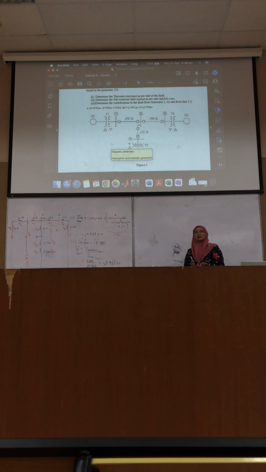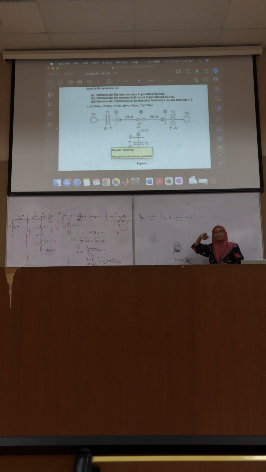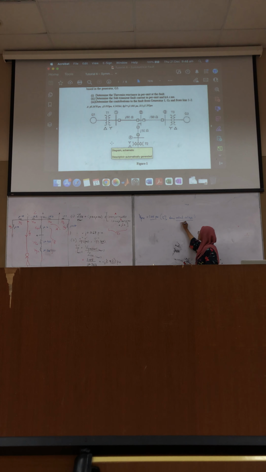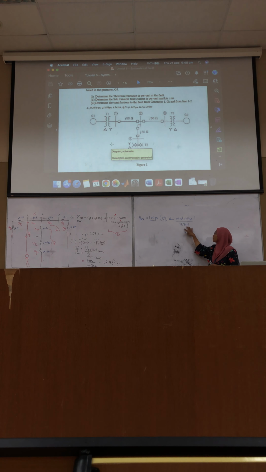If you look at the example question earlier, the pre-fault voltage is given. In the example question, the pre-fault voltage is 1.05 per unit, but they don't say 1.05 directly. What do they say? 5% above rated voltage. What is the rated voltage? 1.0. Rated voltage 13.8 kV. So 5% above the 13.8 is actually 14.49 kV.